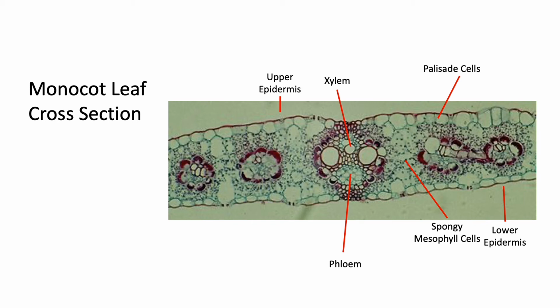Again, in the lower epidermis, we do have the guard cells that allow for gas exchange with the stoma that will open and close. So this is what it looks like when you take a cross section of something with that parallel leaf venation.